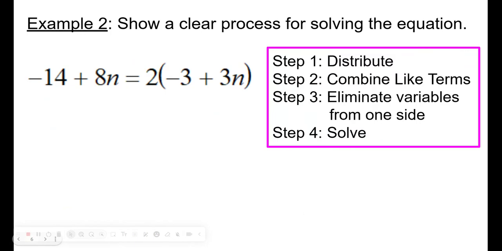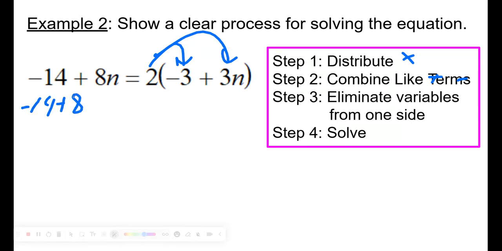Example 2. Negative 14 plus 8n equals 2, and then parentheses negative 3 plus 3n. We do get to distribute here. Distribution is multiplication, and combine like terms is adding and subtracting, so distribution always goes first. I'm going to keep the left side as is for now. It's going to be tempting to do more than one step at a time. Don't want to do that. Could have divided by 2 to start this, but I like the simplicity of distribution, especially as we're getting back into our math class this year.